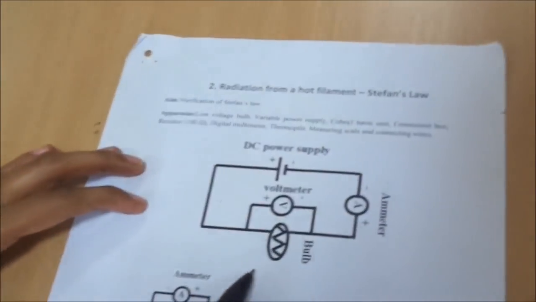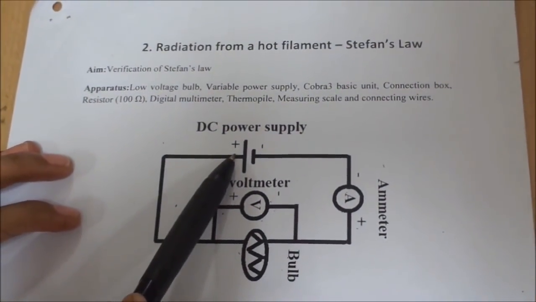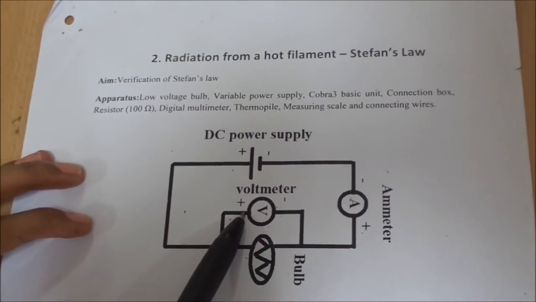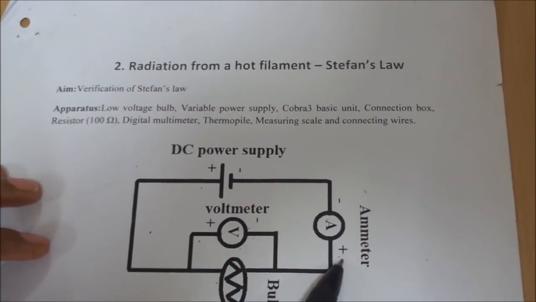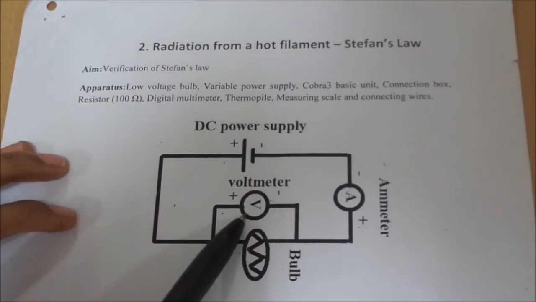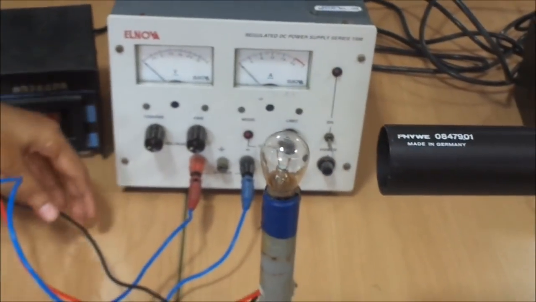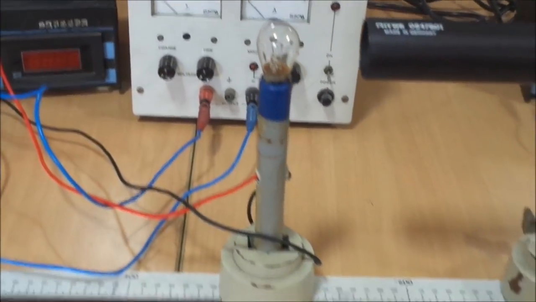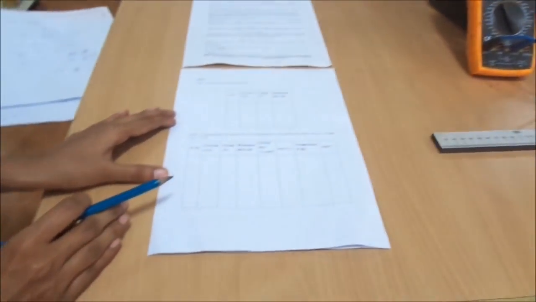Using this circuit diagram, we have to connect the apparatus. The positive of this DC power supply is connected to the positive of this digital voltmeter, and the negative of this voltmeter is connected to the positive of this ammeter, and the negative of this ammeter to the negative of the power supply. This digital voltmeter is connected in parallel to the bulb. We are connecting these apparatus using these connecting wires. The circuit is made. Now we are going to start our experiment.